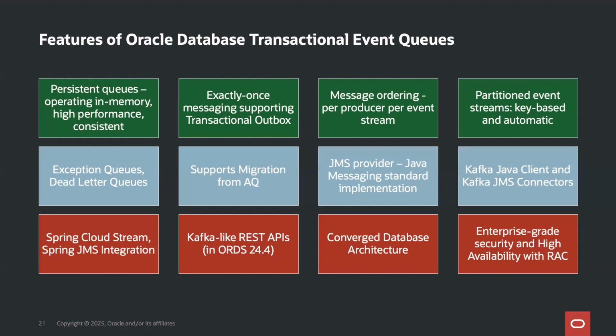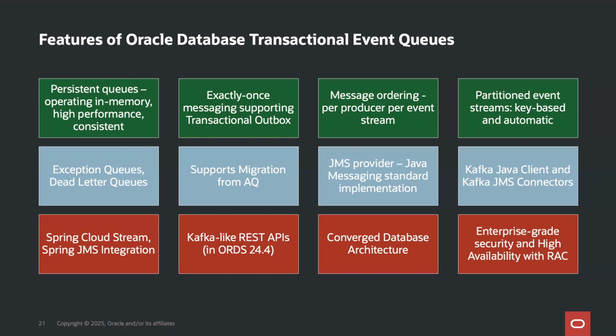From the client side, there are a variety of ways to connect to transactional event queues, including the PL/SQL API. Transactional event queues supports JMS through a standard Java messaging implementation, the Kafka Java client, which was already shown, as well as Kafka connectors. Spring integration through the Spring Cloud Stream project, as well as Spring JMS, is supported, and Kafka-like REST APIs are available in ORDS. Packages in languages like Python, C#, C, C++, and others are also available to facilitate working with Oracle Database Transactional Event Queues.